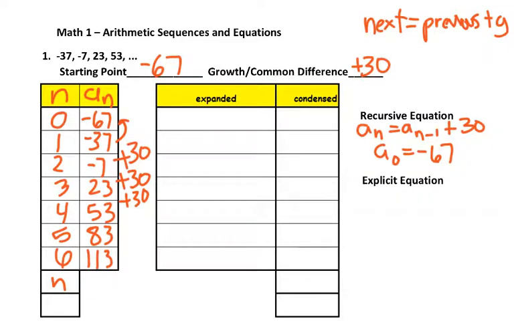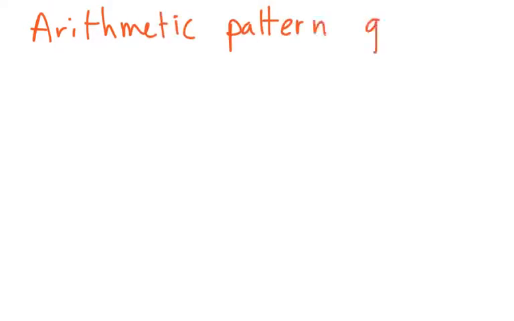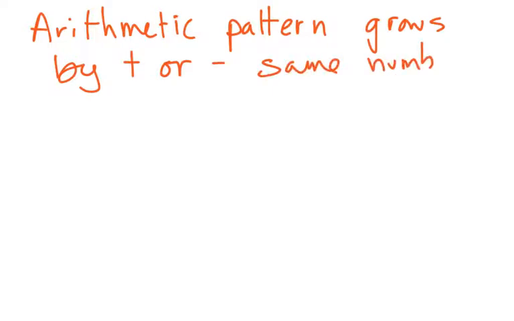Okay? So now let's see how we then take this concept and move it to an explicit equation. Okay? And by the way, guys, you should be copying down all this stuff up here, okay? But an explicit equation works under the same idea. Let's start with that. So remember, an arithmetic pattern grows by adding or subtracting the same number each time, okay? So we're only talking about the arithmetic pattern here.